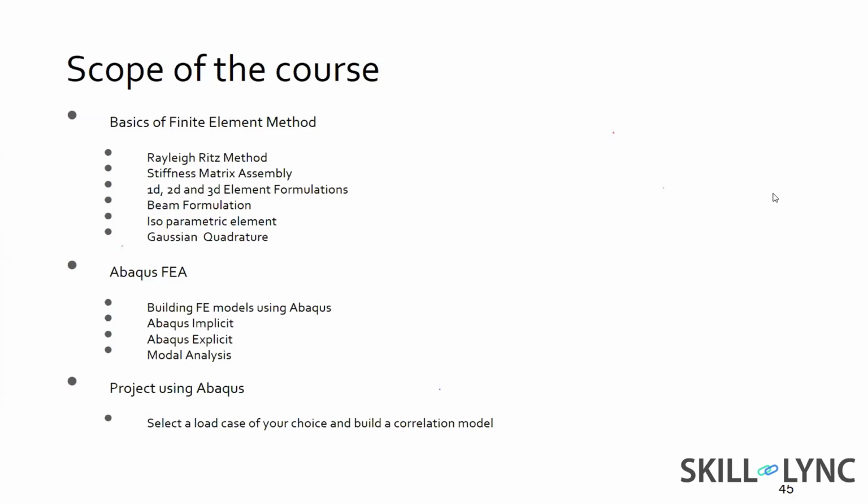That will be the math portion of the course, and coming to the application part of it, we will use the Abaqus finite element code to build FE models, like implicit models or explicit models, and modal analysis models. At the end of the course, you will actually be able to build models. Take an example, take a research paper or a test scenario, and actually model that test scenario using the different analysis procedures mentioned here. And the final project for this course will be that the user will be able to select a load case of their choice and actually build a correlation model using Abaqus.